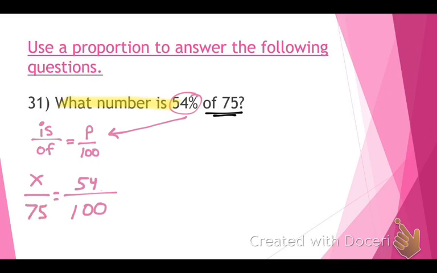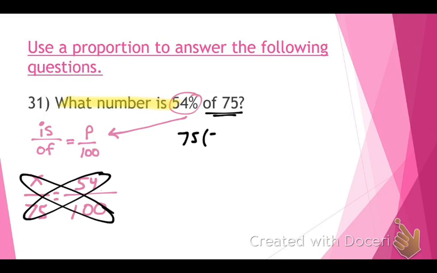What way did you guys do to solve this? Cross products, all right? That is probably what I would have also done. So, Asia, help me out. What should I do? 75 times 54 equals x times 100. And then 75 times 54 is 4,050. And bring it down. Okay, 4,050 equals 100x.